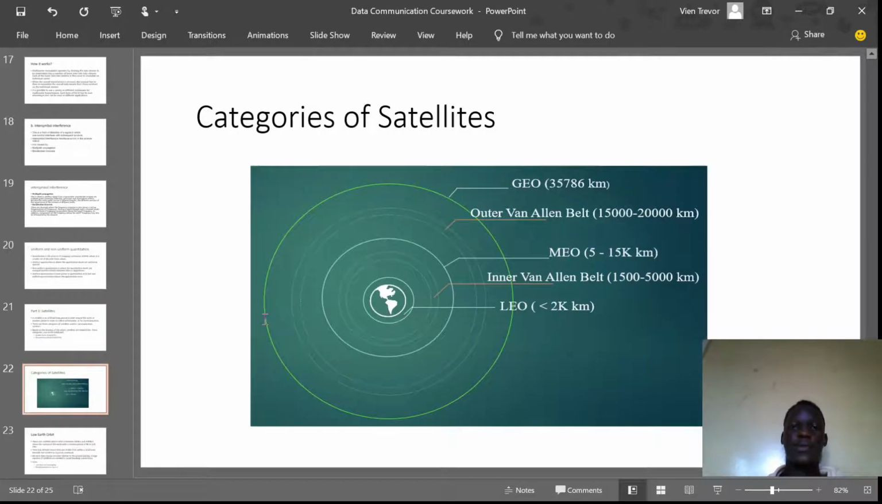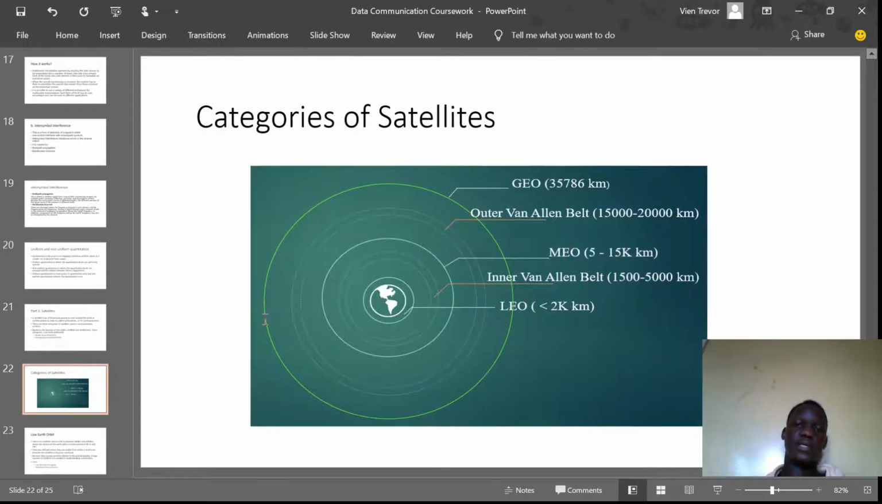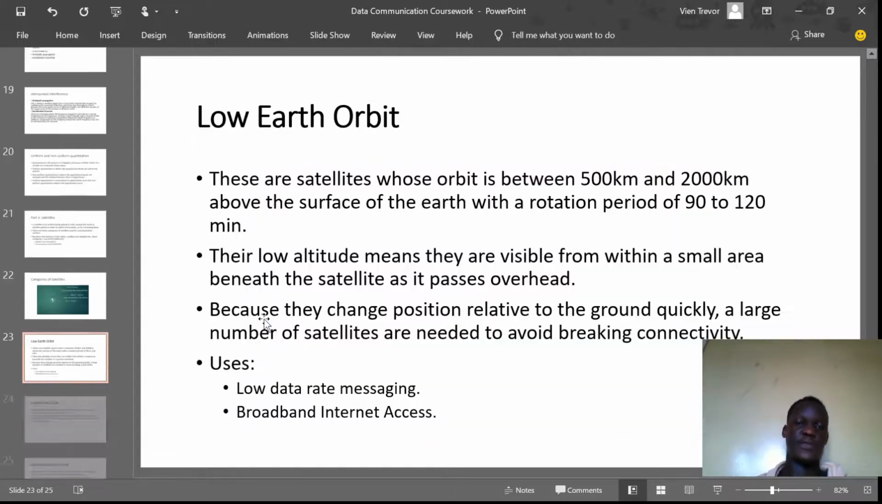Now the geostationary Earth orbit is located far away from the Earth, over 35,000 kilometers. Then we have the middle Earth orbit, which is located in between the Van Allen belts, and this is normally between 5 to 15 kilometers from Earth. And then the closest to Earth is the low Earth orbit, and these are the 3 different types of satellites that we use in data communication.